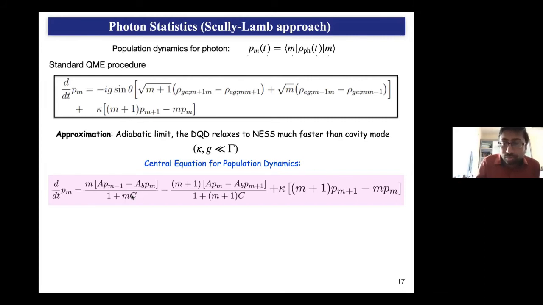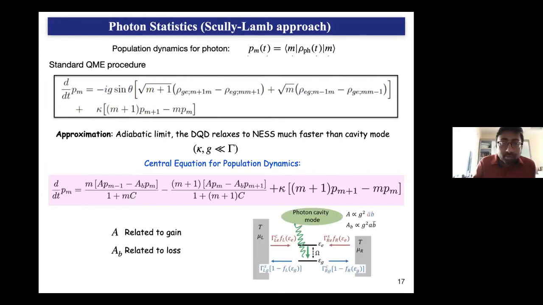So I'm not going to show you those expressions, but I'll try to give you some meaning of that. So if you see, A is a term which you can actually relate to gain, and AB is a term related to loss. And how do I understand? So if you look at A pictorially, this is what it means. If you look at the expression, it tells you the following. It's proportional to the rates of populating the excited state and simultaneously depopulating the ground state. So if you think carefully about this particular process, then this is actually able to give you a gain, right? Because you're populating the excited and depopulating the ground state.